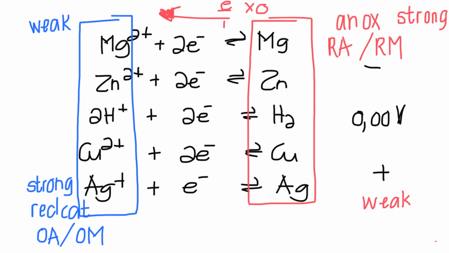It means it not only can, but it very often does, and does so well, and doesn't like doing the opposite. So if I tell you that magnesium is a strong reducing agent, it means it's easily oxidized and it likes staying oxidized. It means this reaction wants to read from right to left and it doesn't want to go back.